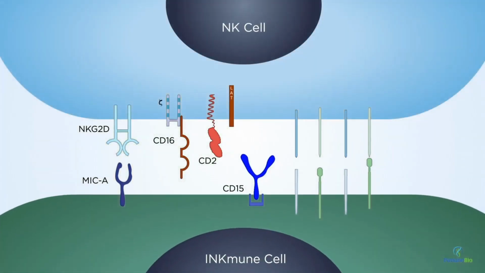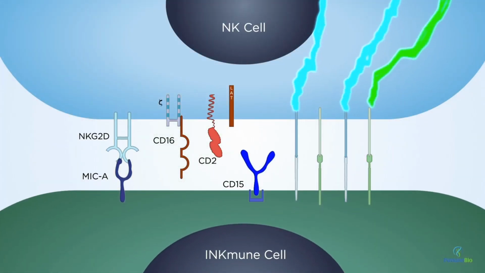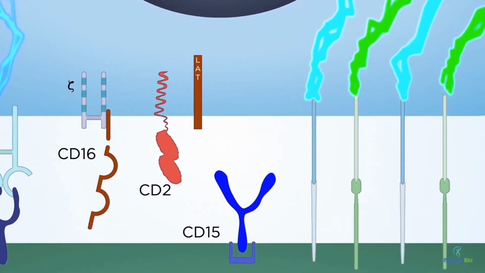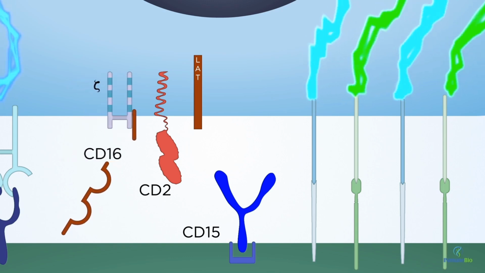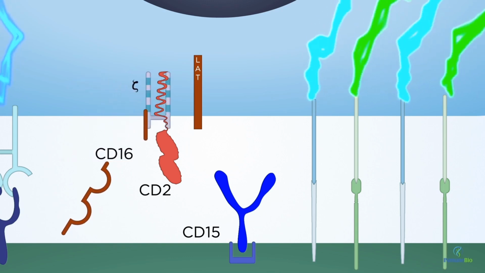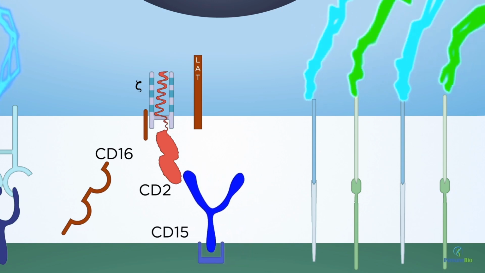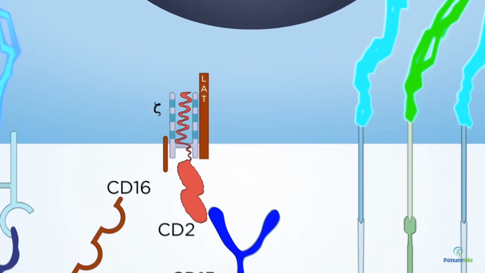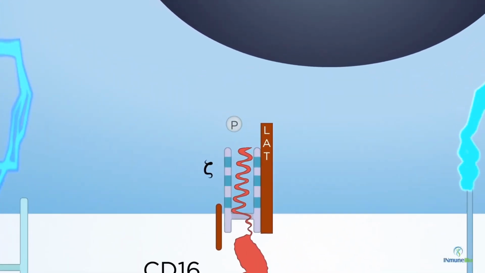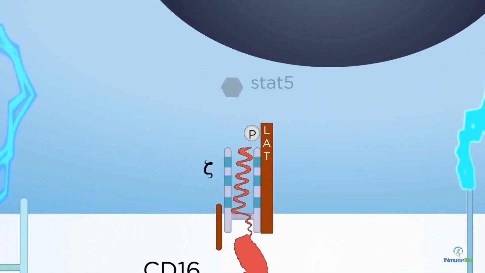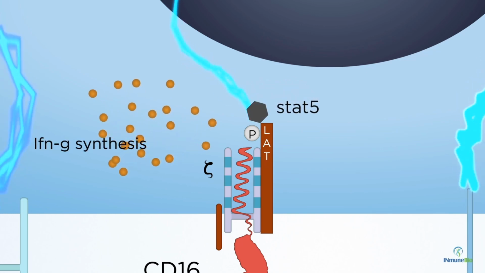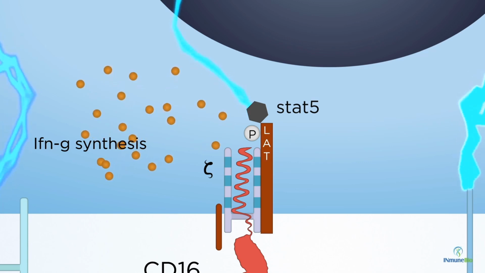In the NK INKmune synapse, the CD2 receptor on the NK cell binds to CD15 on the INKmune cell, and CD16 is shed. Within the cytoplasm of the NK cell, CD3 zeta released from CD16 then binds to the intracellular domain of CD2 and is phosphorylated. This leads to the downstream phosphorylation of LAT and the subsequent phosphorylation of STAT5. Phosphorylated STAT5 induces IFN gamma synthesis, which leads to the transition from resting NK cell to a primed state.